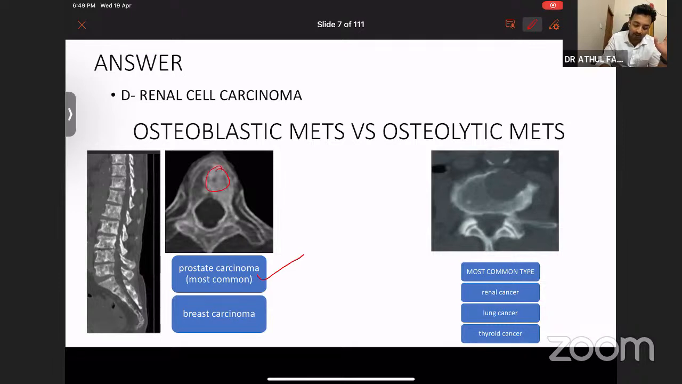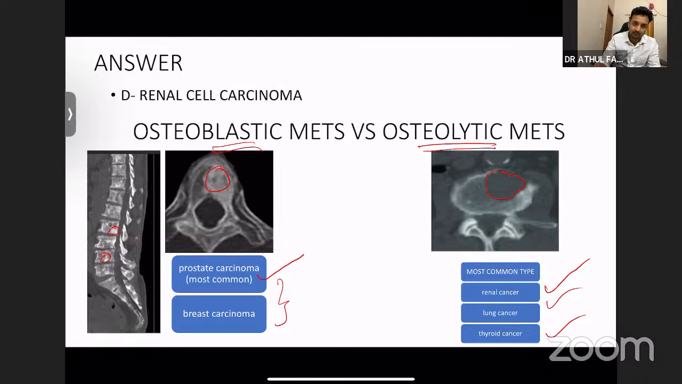You will see multiple hyperdense lesions like this in the vertebral column. That is what is known as osteoblastic. But what happens in the opposite, in osteolytic? You won't see any bright thing. There will be lysis and soft tissue deposition. That is known as osteolytic metastasis, which is commonly seen in renal cell carcinoma, lung cancer or thyroid cancer. Don't need to remember all this, but remember these two things. The thing about breast cancer is it can have both osteoblastic as well as osteolytic metastasis, so you should never confuse. Prostate usually has osteoblastic metastasis.